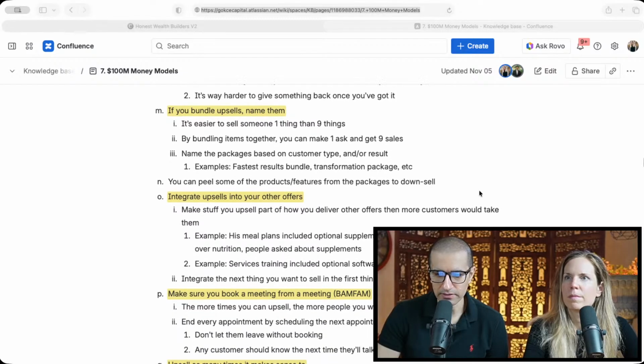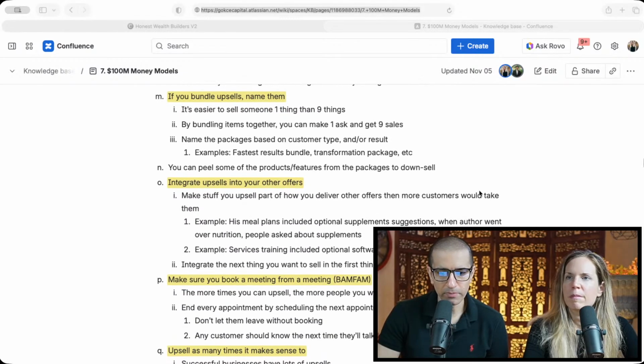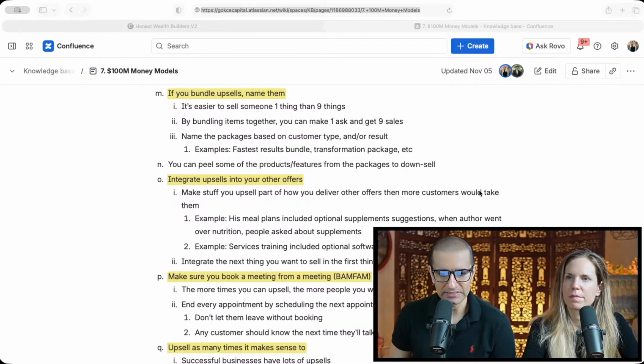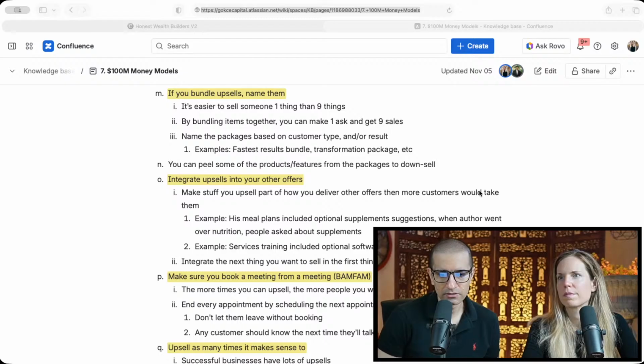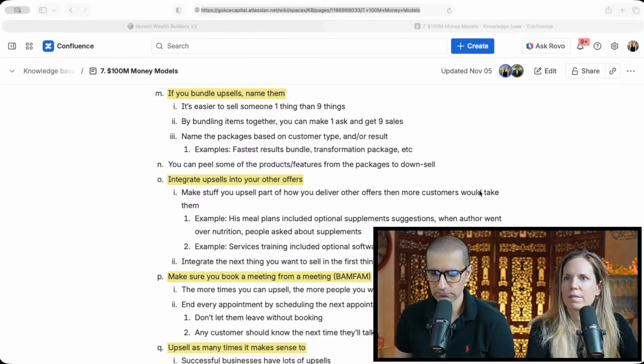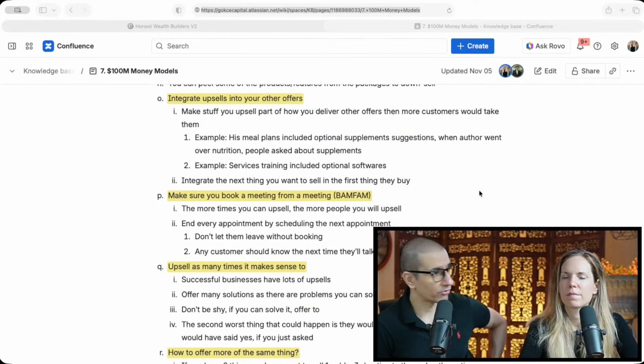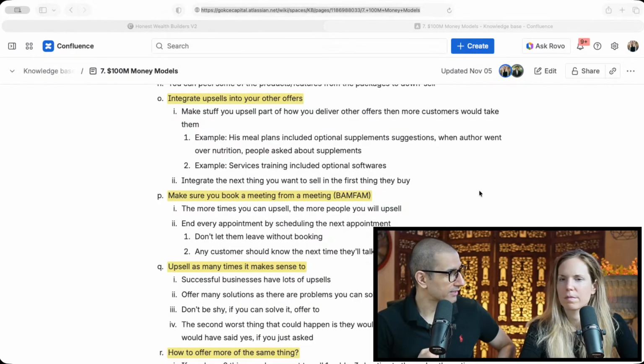Oh, we did this one, right? If you bundle upsells, name them. It's easier to sell someone one thing than 9 things. By bundling items together, you can make one ask and get 9 sales. And name the packages based on customer type and or results. So faster results bundle or transformation package. You can peel some of the product's features from the package to downsell. Downsell we'll learn later.